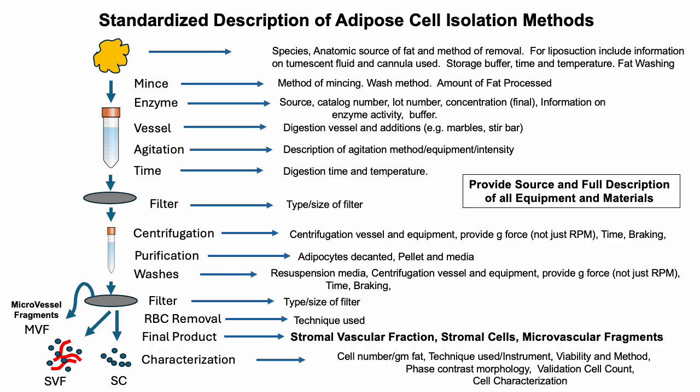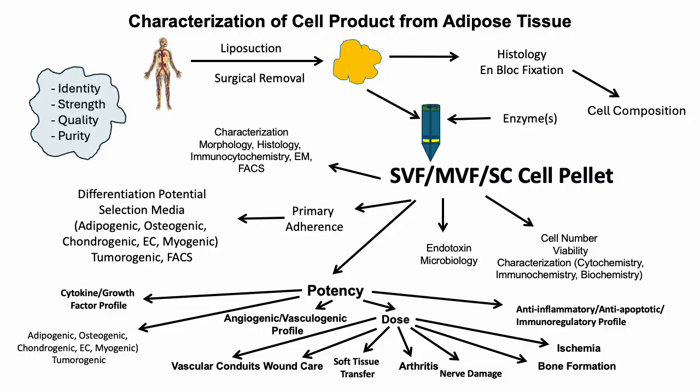When you publish, you should provide all of this information, starting with the species, source of the fat, how it's isolated, all the different variables I've already talked about should be provided in detail. When you give centrifugation, don't give just RPM. It needs to be G-force. And this is what I hope this field will move towards as far as standardization of the methods. And then the cell populations that are released are either the microvascular fragments, the stromal vascular fraction, or the stromal cell population.